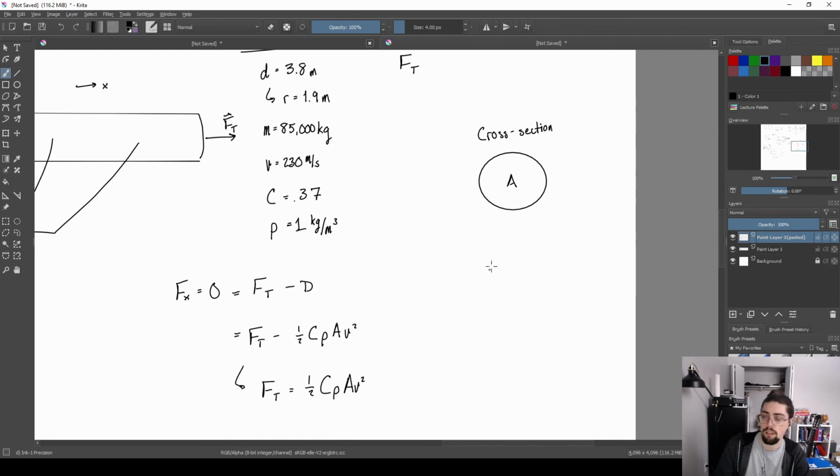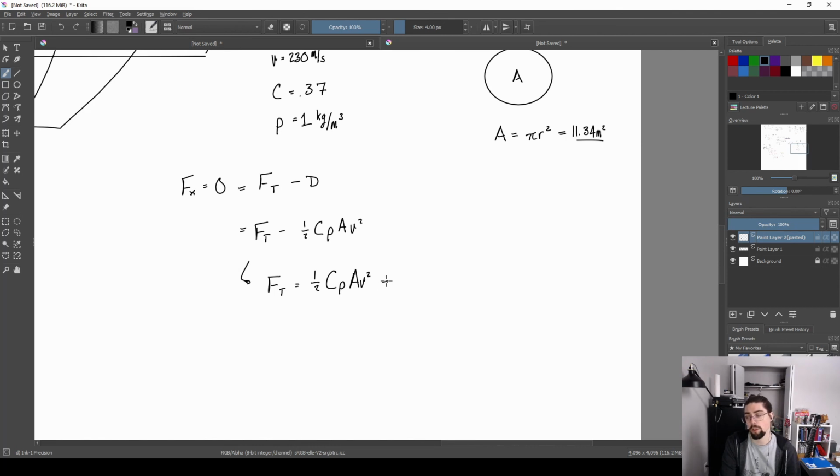Area A, if it's a circle, that is pi r squared. If we want a number for that thing, that number would be 11.34 square meters. We have A, we have V, we have rho, we have C, we have everything we could possibly need. Crank it all into a calculator. What we should find at the very end here is the thrust would have to be 111,000 newtons to keep this thing propagating forward.